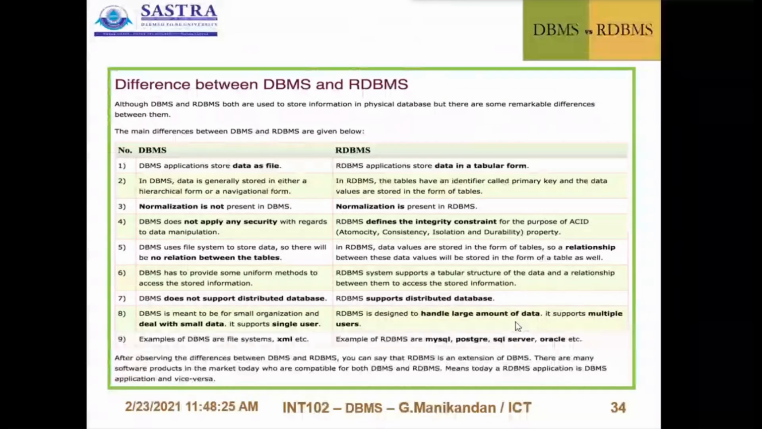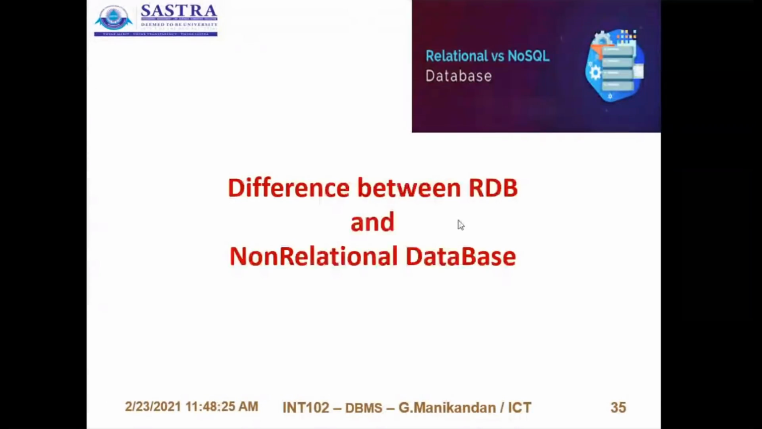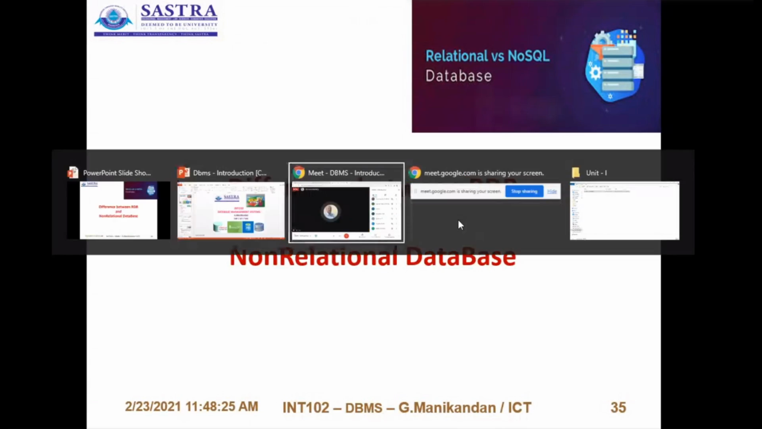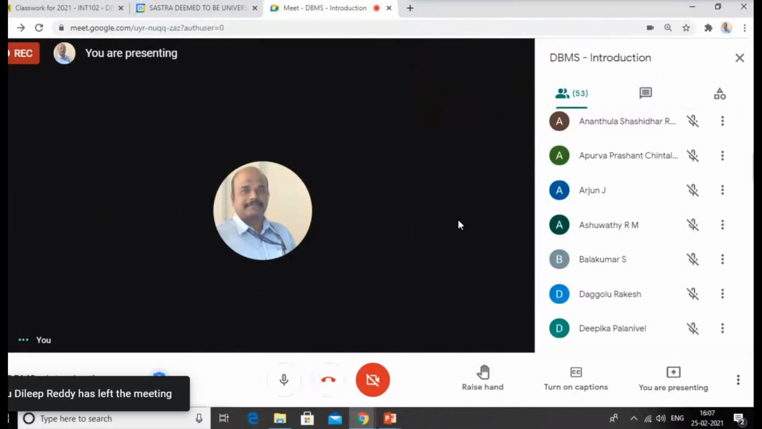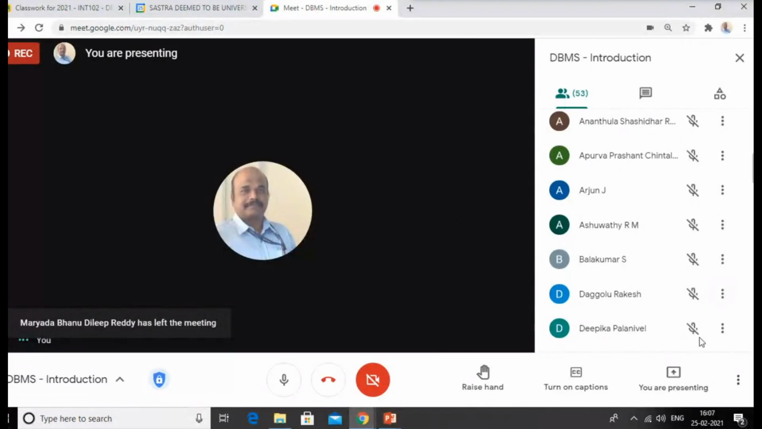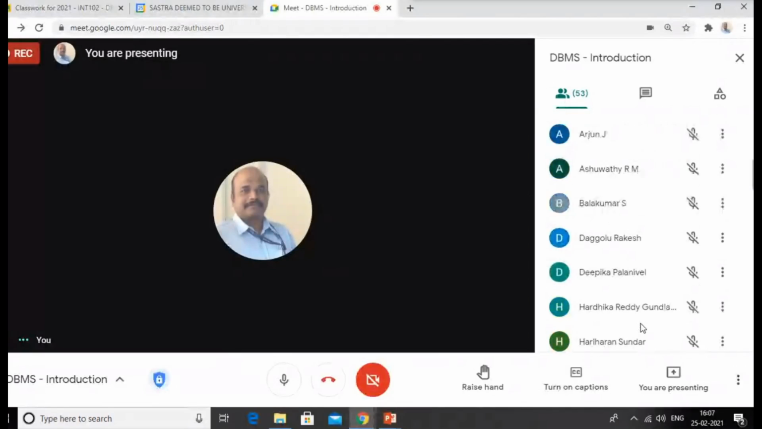What is the difference between a relational database and a non-relational database? Now, can you give me an example of unstructured data? Where will you have unstructured data?